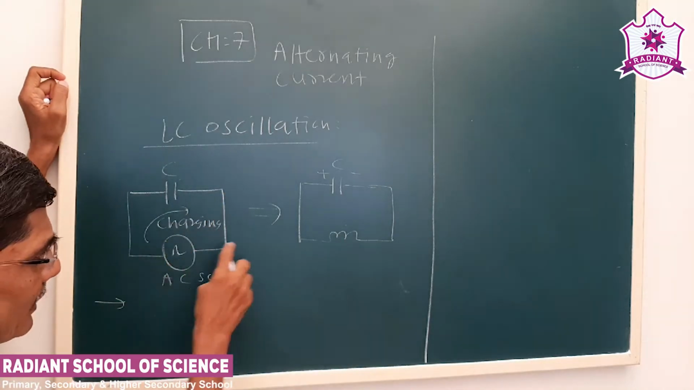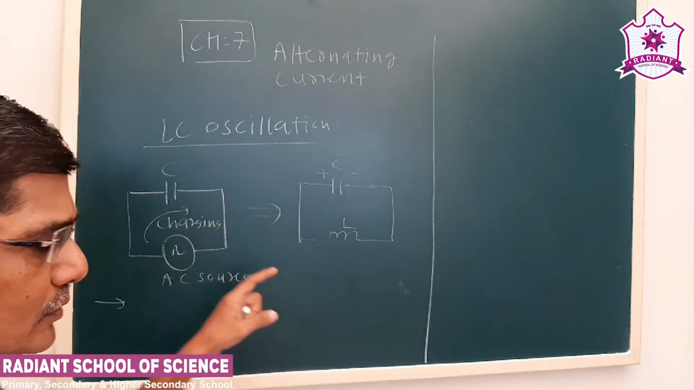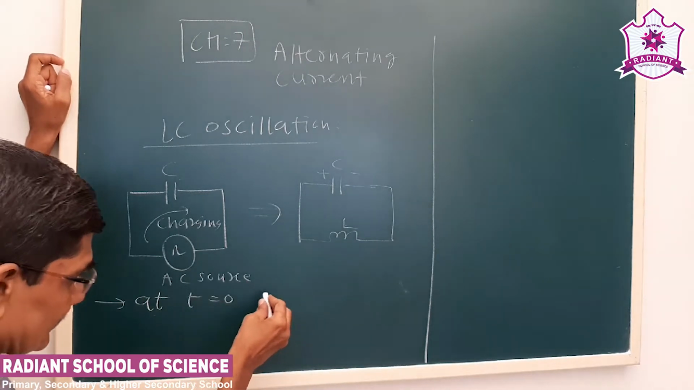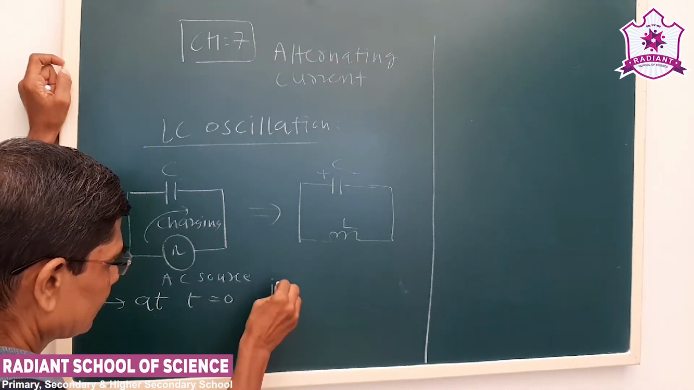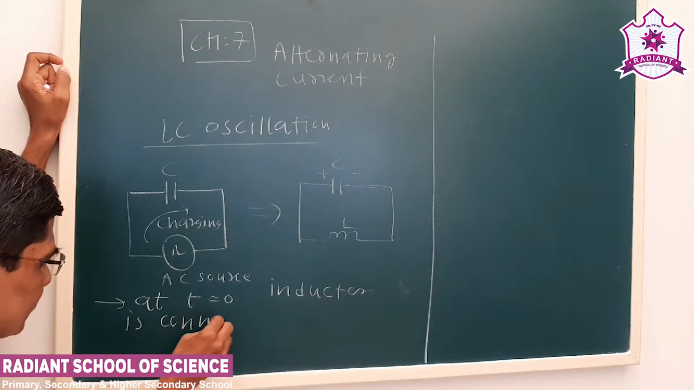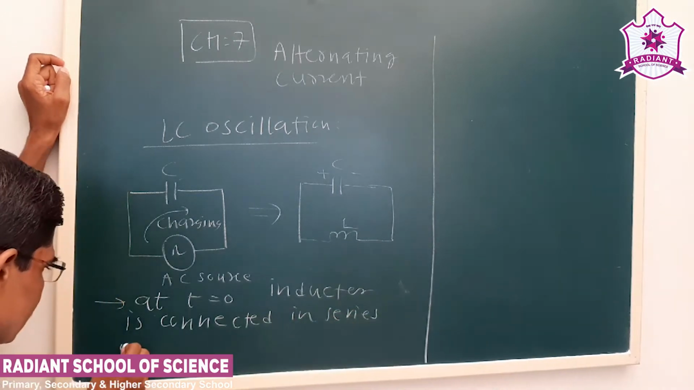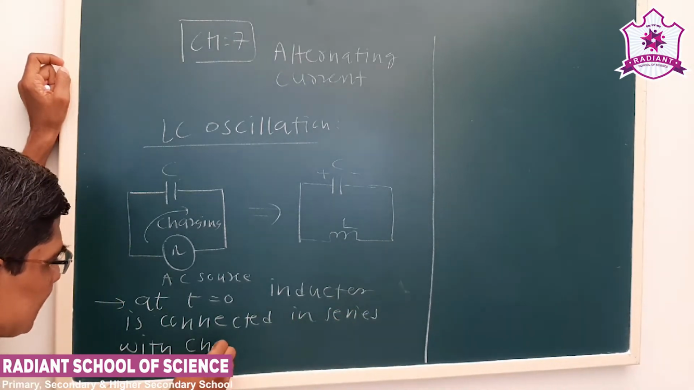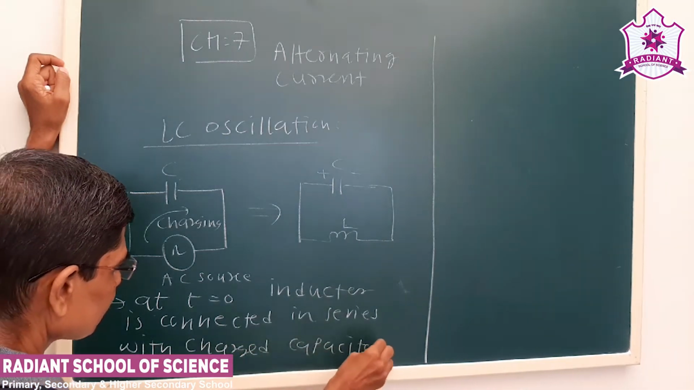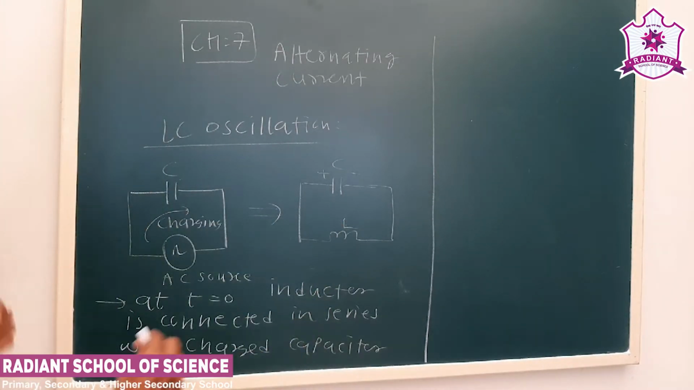the battery is removed and an inductor is connected with the capacitor. So we can write, at t is equal to 0, an inductor is connected in series with the charged capacitor. Now see, in the textbook only this diagram is given, but actually it happens like this.